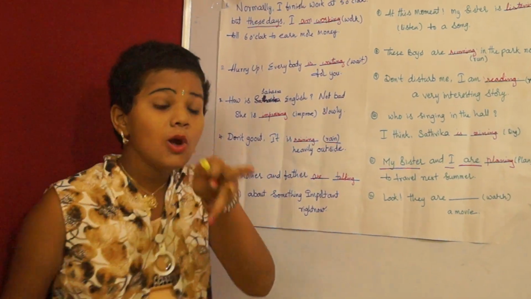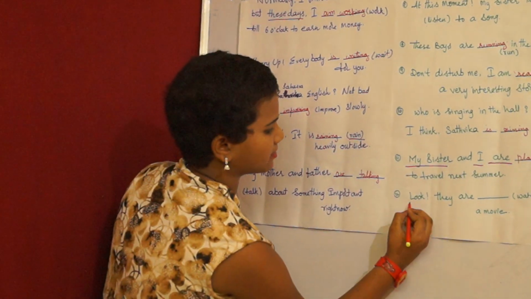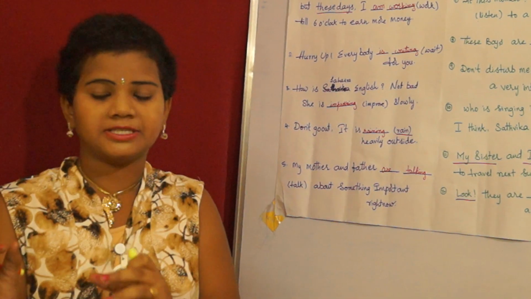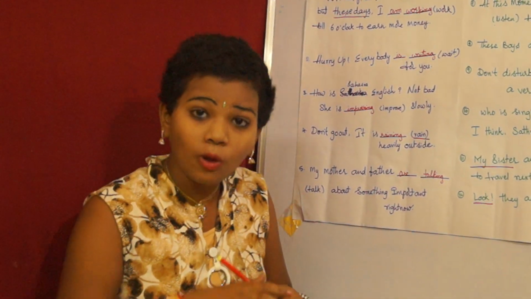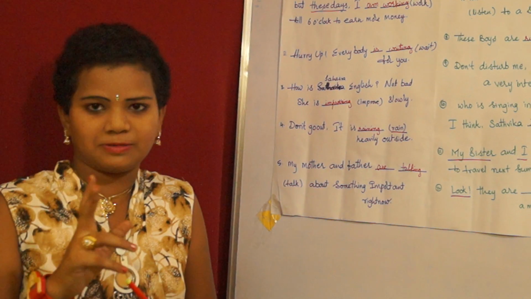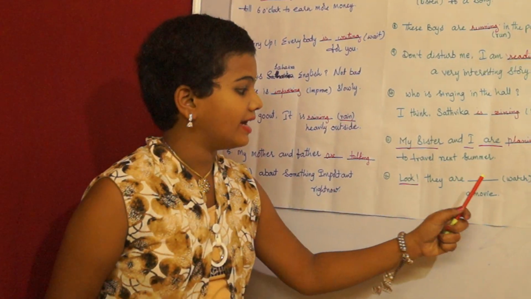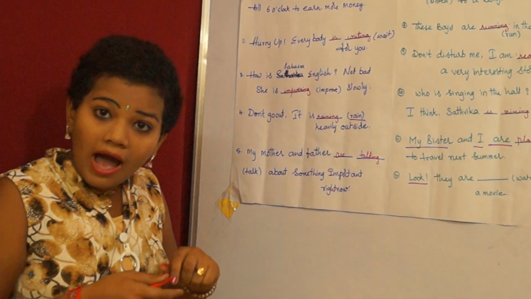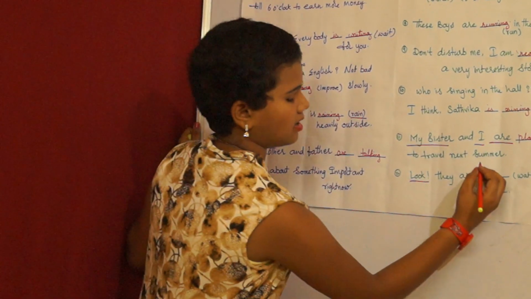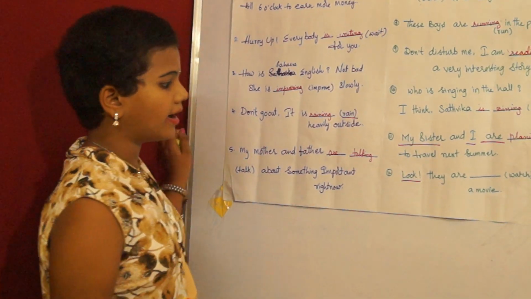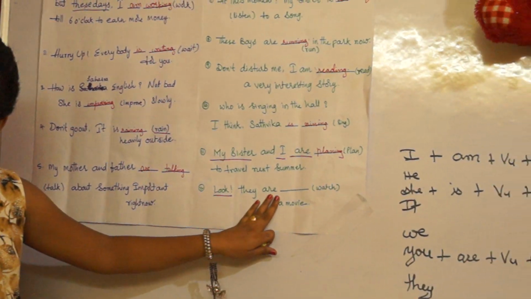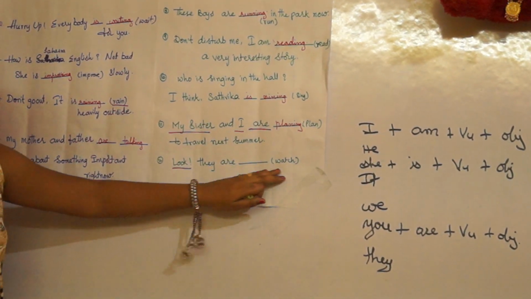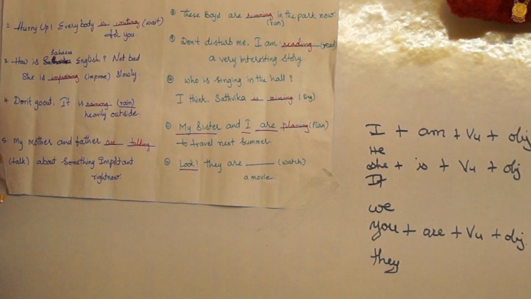Okay, look. ఇక్కడ చూడండి, ఫస్ట్ మనకి ఇక్కడ ఏమొచ్చింది అంటే ప్రెజెంట్ కంటిన్యూస్ యొక్క టైం ఎక్స్ప్రెషన్ వచ్చింది. ఏంటది? లుక్. లుక్ అనేది టైం ఎక్స్ప్రెషన్. సో లుక్ దే ఆర్ dash వాచ్ అ మూవీ. లుక్ దే ఆర్ వాచింగ్ అ మూవీ. ఆర్ యొక్క వి ఫోర్ ఫార్మ్ ఏంటది? సారీ, వాచ్ యొక్క వి ఫోర్ ఫార్మ్ ఏంటది? వాచింగ్.